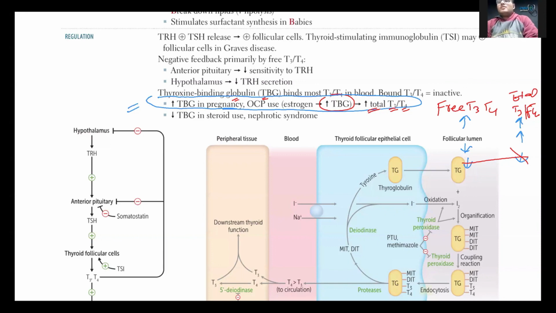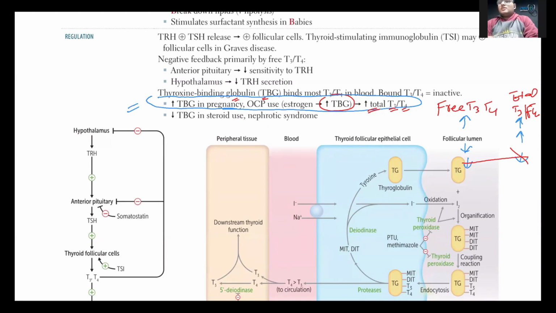Now, more of the T3, T4 will go and bind to thyroxine binding globulin, so free will be decreased and total T3, T4 will be high. Remember this always. Why? I will tell you the logic. Everything in First Aid has a logic. First Aid without any logic is nothing.